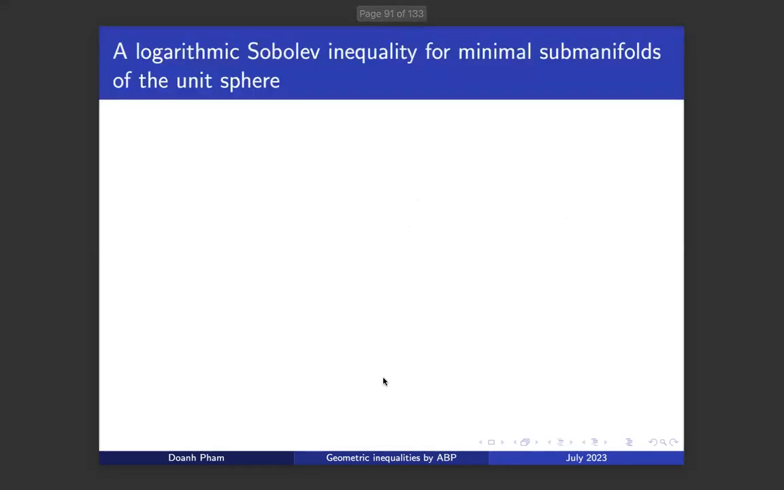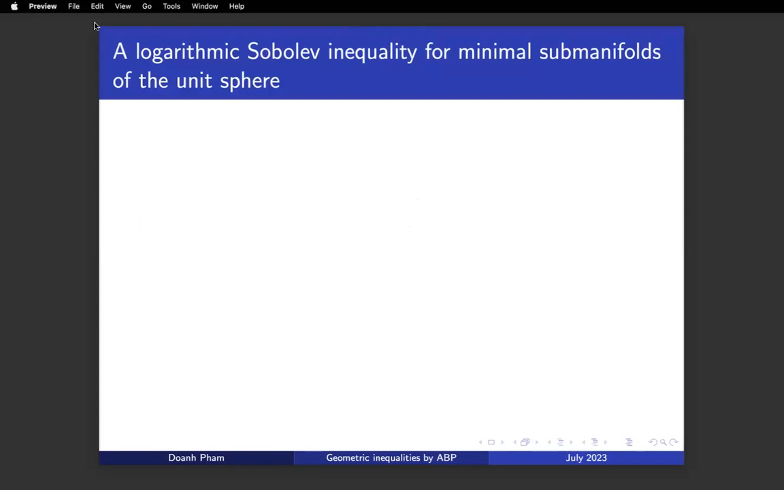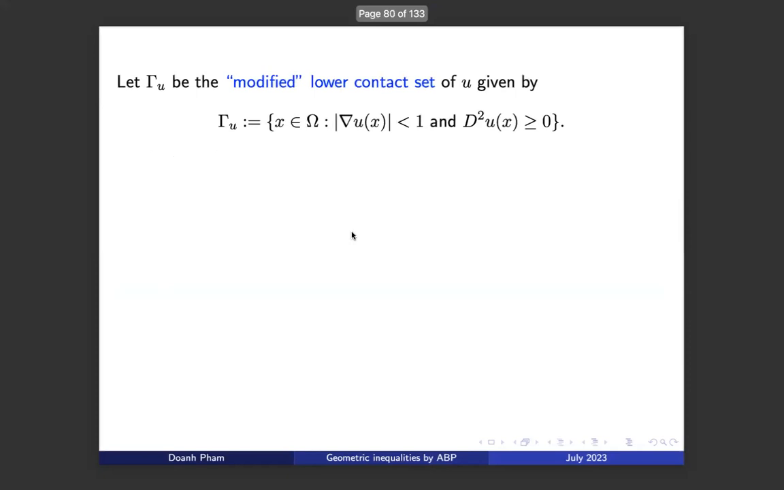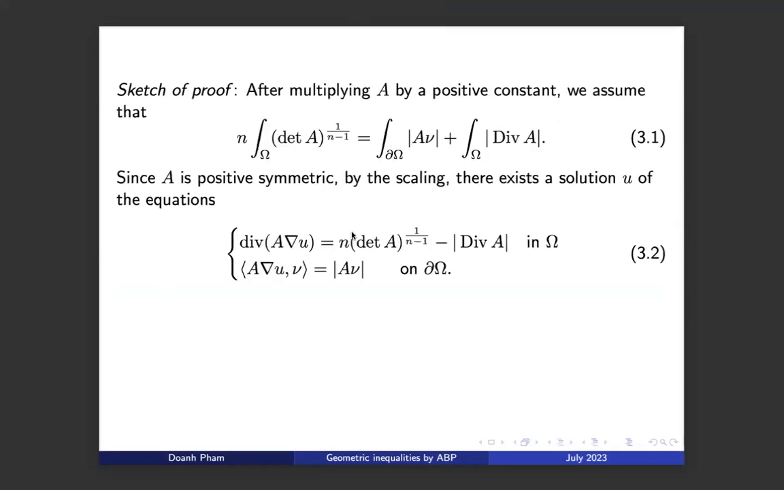Doanh, can I ask a question? Yes. In the PDE earlier, the divergence form elliptic equation, you actually don't really need A to be symmetric. So in which part of your proof for this result do you use that it is symmetric?